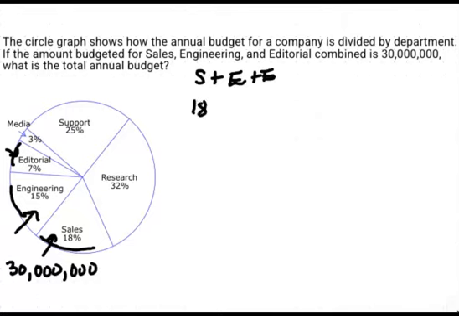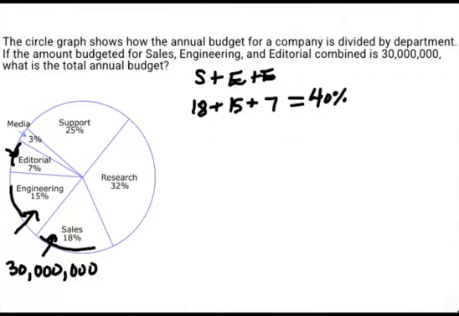Sales is 18% plus engineering, which is 15%, plus we have editorial, which is 7%. So let's add up these percents and see how much these three components are. All right, so 18 and 15, that gives us 33, plus 7 is 40%.